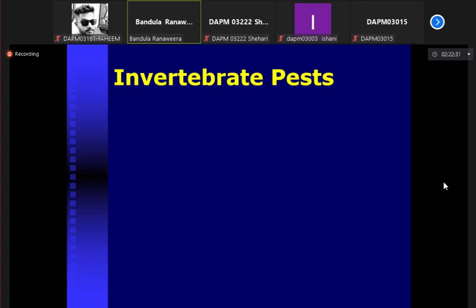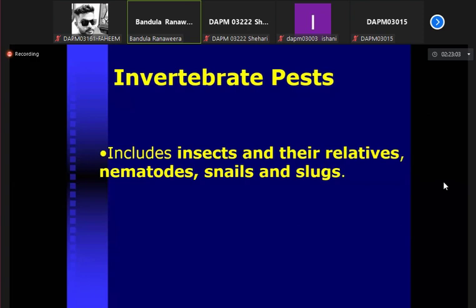So we are here considering mainly the grouping or classification of the pest groups. In addition to weeds, as we mentioned earlier, there is a group called invertebrate pests. That means the organisms without the backbone or vertebra.